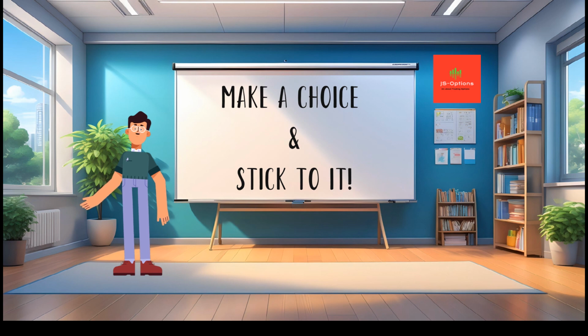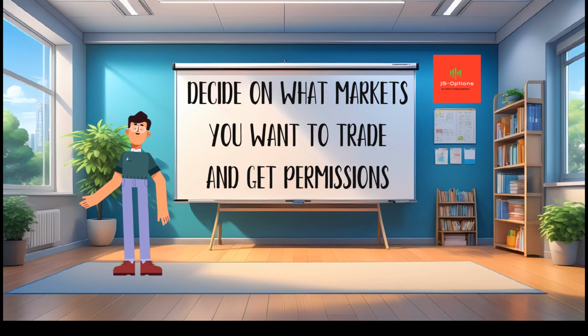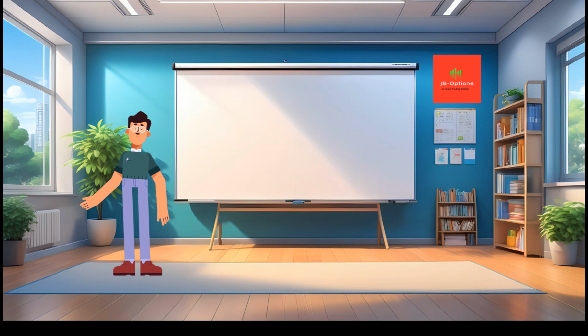The second part is selecting the markets where you will trade: Dow Jones, S&P, NASDAQ, or foreign markets. Of course, you will need to get the permissions from your broker as well if you do not have them yet. Let's move on to topic number 3 in our trading plan. Trading strategy.